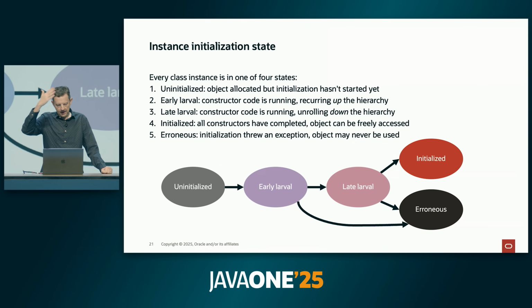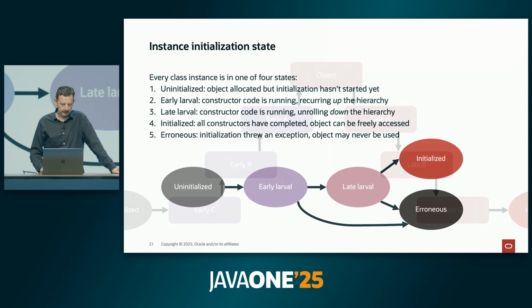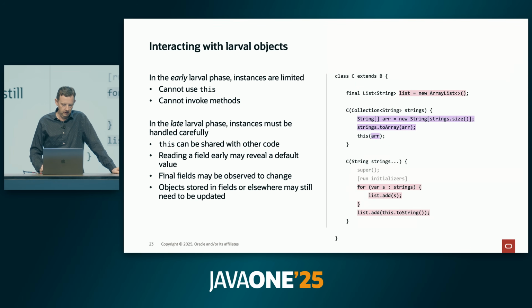After all of that execution completes, again, you can either complete successfully, transition to the initialized state, and congratulations, you have an initialized instance. Or something went wrong somewhere in that hierarchy, anywhere in the execution, and an exception gets thrown. And at that point, you have an object that can never be used. And the virtual machine will actually prevent you from ever attempting to do anything with that object. We have larval objects, just as we had larval classes, that require the same amount of care.